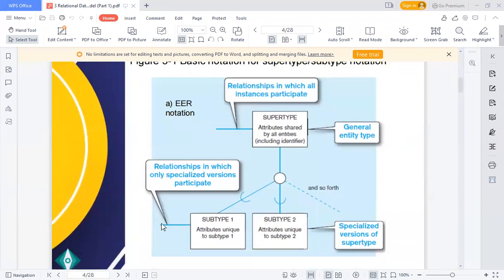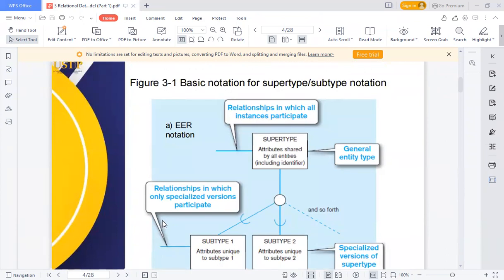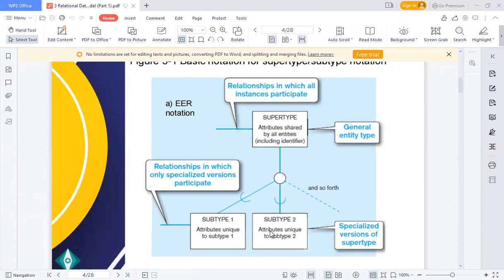So let us now see the common notation of a supertype subtype. So you have here the supertype and you have here subtypes. A subtype can be composed of one or more entities. Now remember, when you say attribute inheritance, all attributes from the supertype are inherited by the subtypes. However, the attributes from the subtypes are not inherited by the supertype.